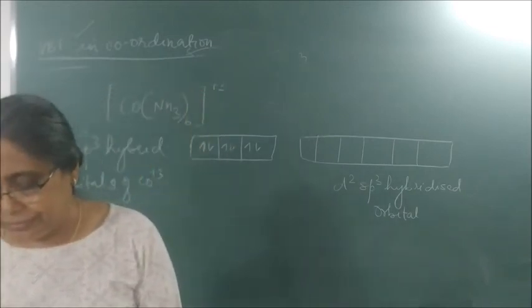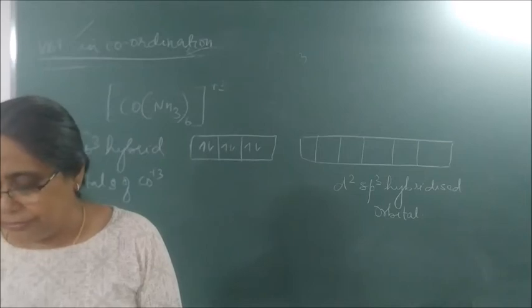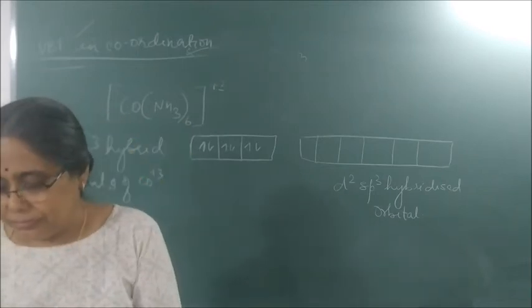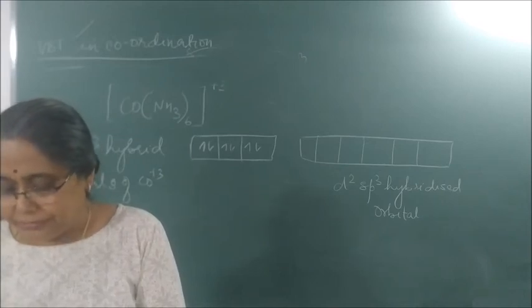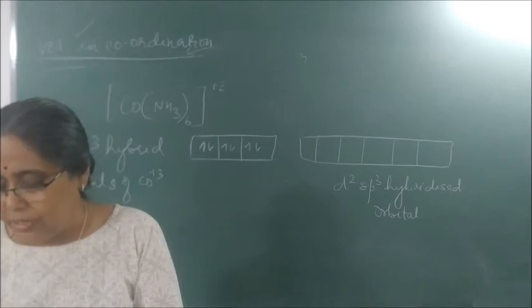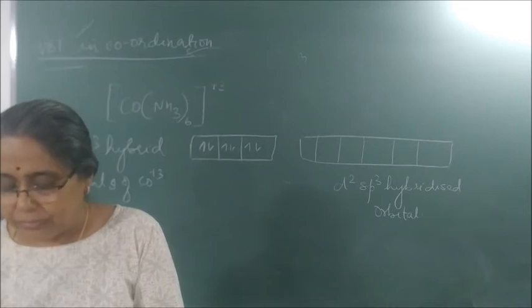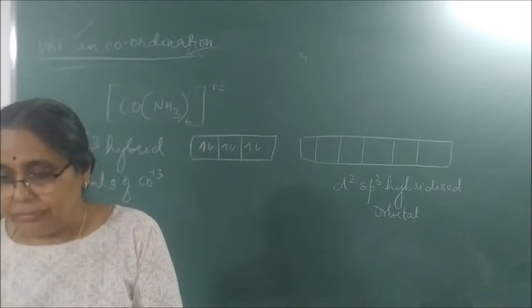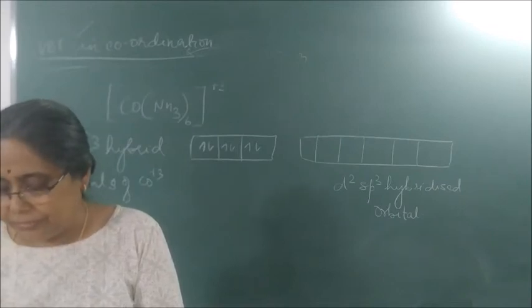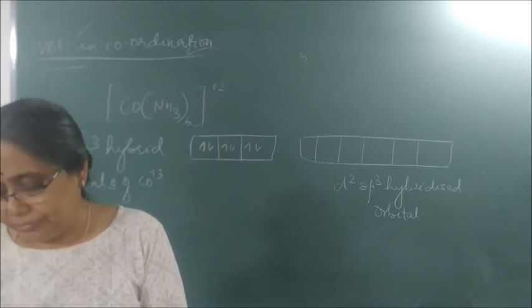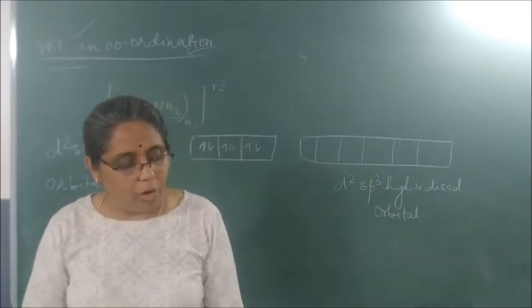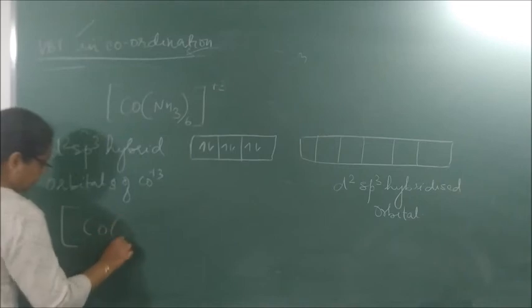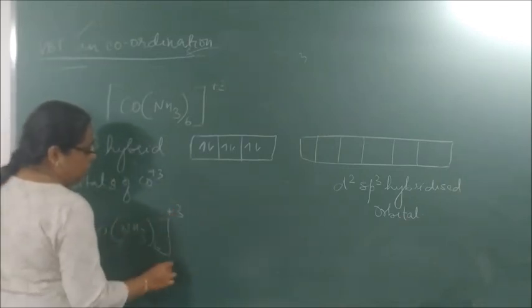The ligands donate a pair of electrons, which are accommodated in the 6 vacant hybrid orbitals, forming 6 coordinate bonds. Write: [Co(NH3)6]3+ ion.